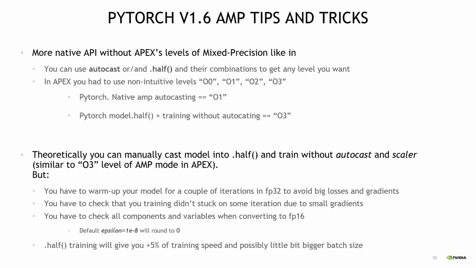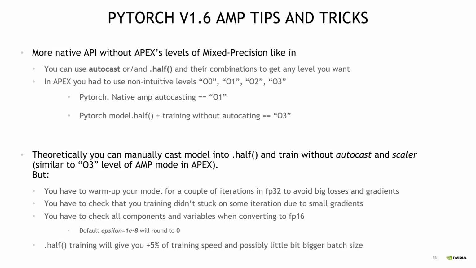In native AMP, you have more nicely looking API, and you have autocast context, and using it you will start to train in AMP mode like O1 mode in Apex. And you have half method, so you can cast your model straight into FP16 and you can start to train in fully half precision mode. It's like O3 mode in Apex, but you can meet overflow or stop to update weights.